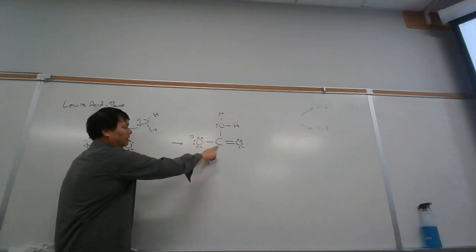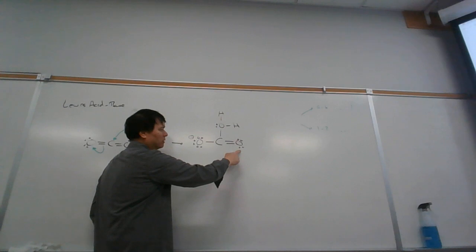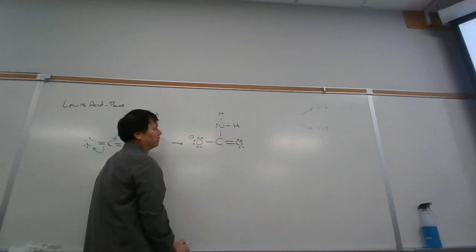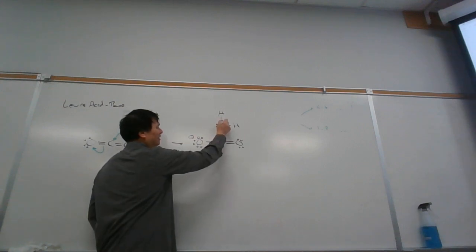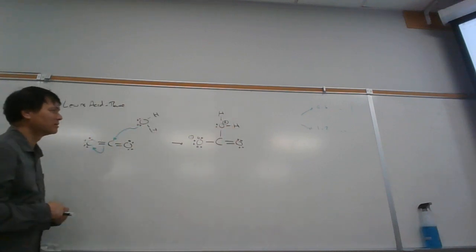How about this carbon? 0. We don't write 0 for formal charges that are 0. What about this oxygen? 0. This oxygen? Plus 1. These hydrogens? 0. And so what's screwed up about this is the formal charge.